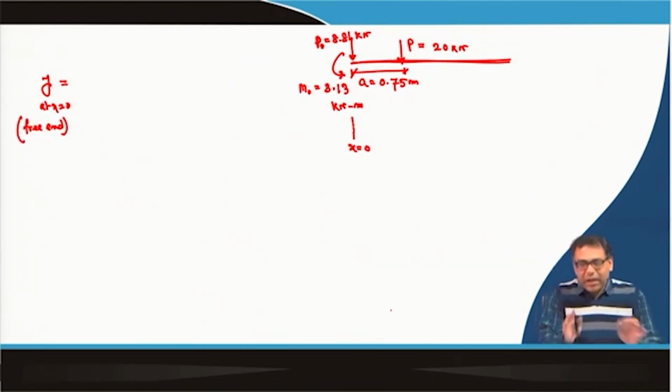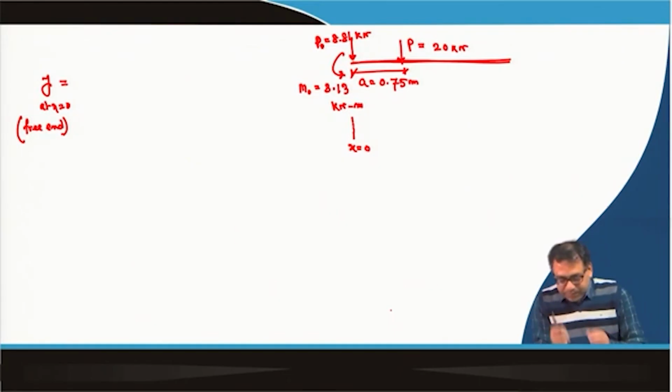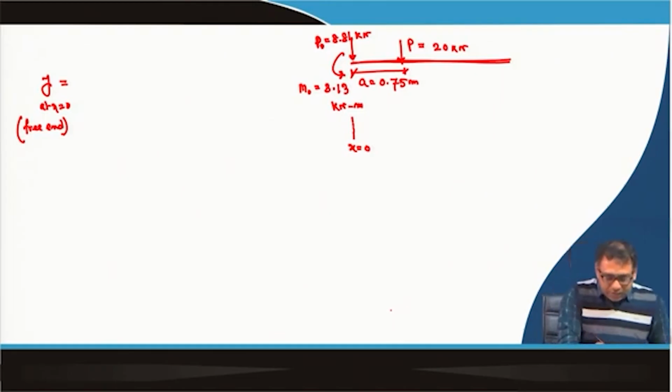Okay. So, now we have 3 forces, basically 2 concentrated loads and 1 concentrated moment, and that is also acting in anti-clockwise direction. Because of these three forces, we have to calculate the settlement at the free end. Now, one by one I am calculating this value.